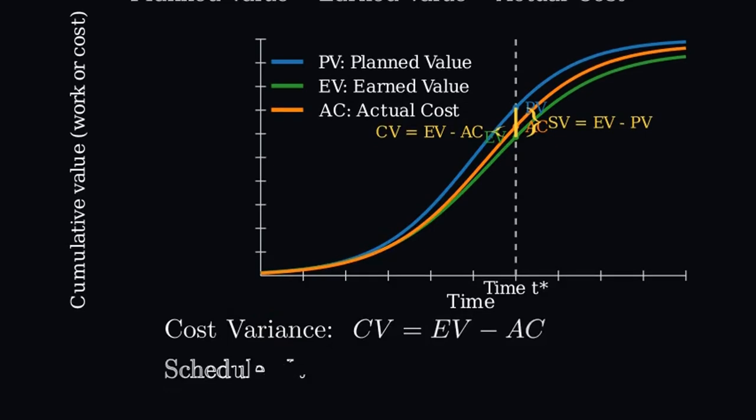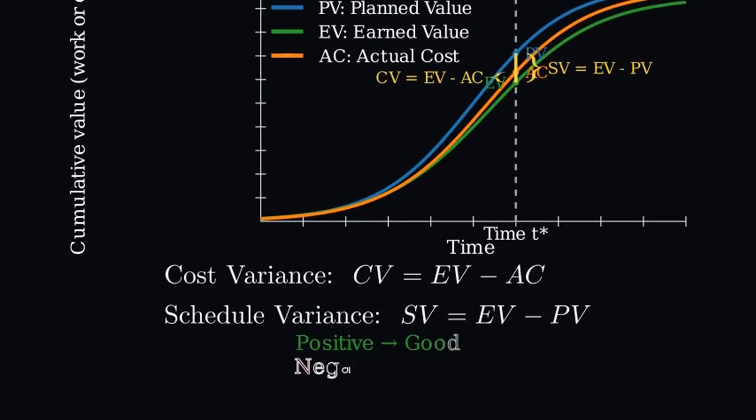We use two simple differences called variances. Cost variance equals earned value minus actual cost. Schedule variance equals earned value minus planned value. A positive variance is good. A negative variance is bad.